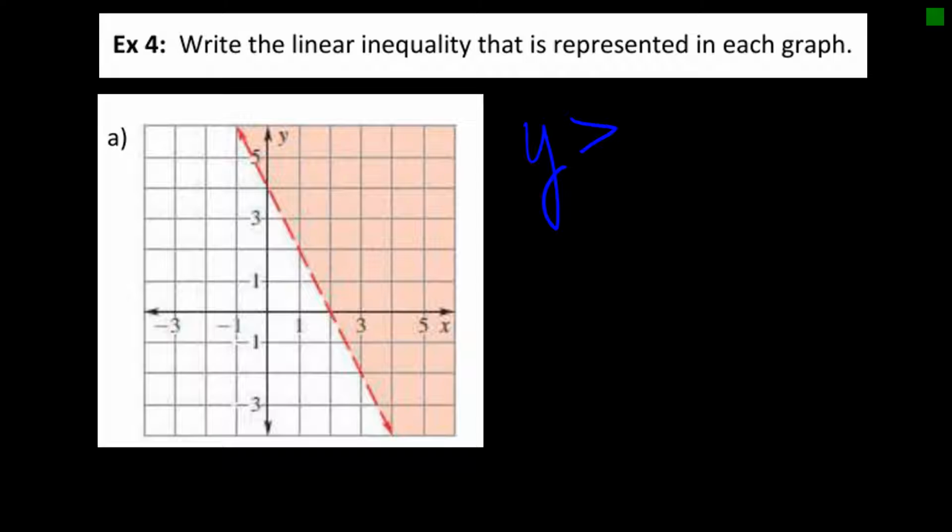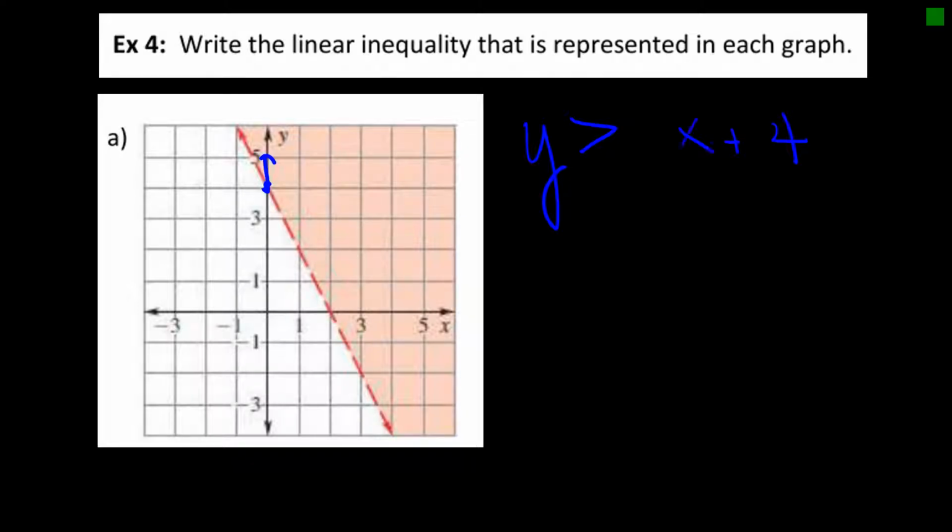Okay. So again, I knew that it had a dotted line, so it's not going to have a line under it. So it's either going to be greater than or less than. So I put my pen right here on the y-axis, and I'm shaded above where the line is. Since it's above, the y that I'm shading is greater than my line. Now, the equation of the line is y equals mx plus b. My b is the intercept, so it crosses at 4, so I know it's going to be there.